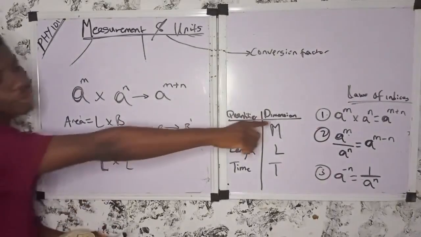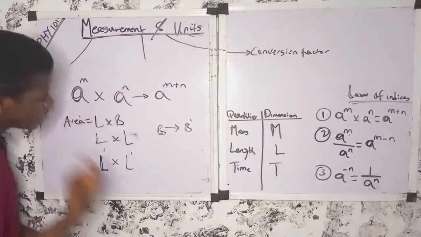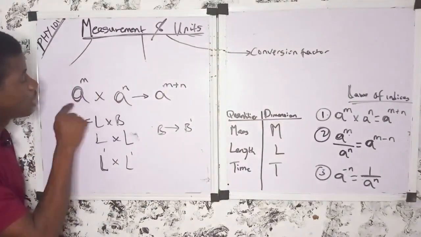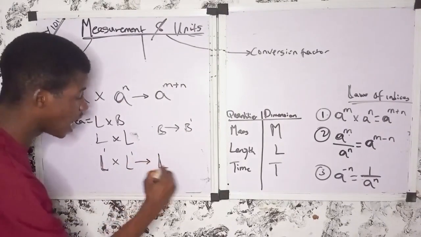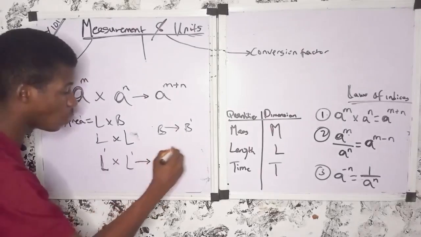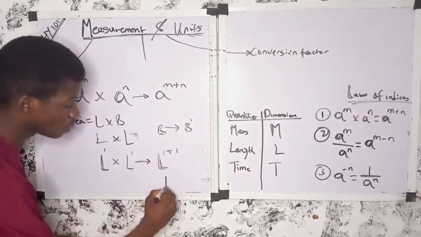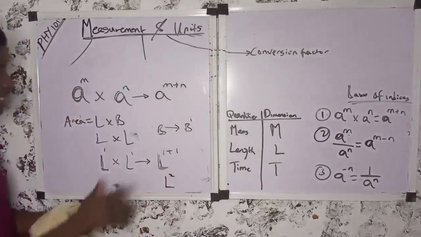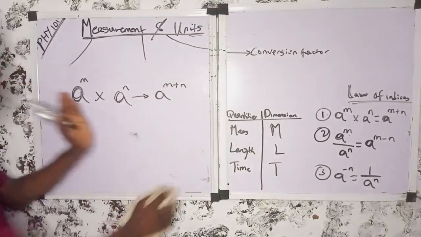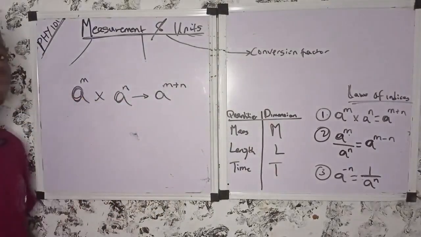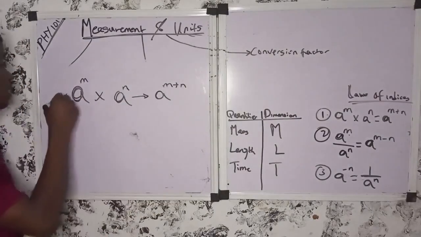Now, what does the very first law of indices say? It says that when the same bases are multiplying each other, we take one of the bases and we add their powers, okay? 1 plus 1 gives us 2. So it might be L squared, okay? So this is just an example of what I'm saying. So this is the very first law. When the same bases are multiplying, it might not only be 2, it might even be 3, okay?